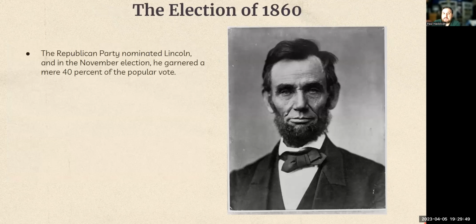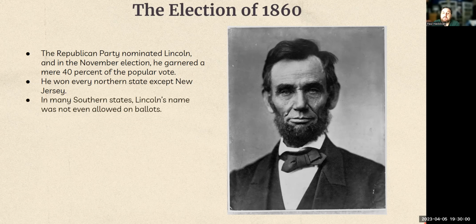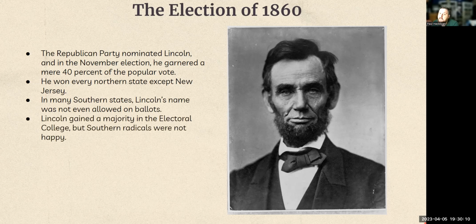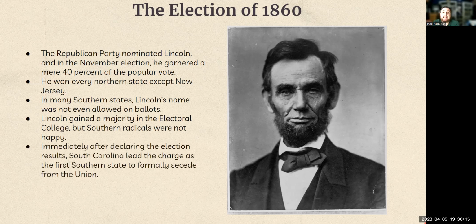So he's elected ultimately to the presidency in 1860. He will get only 40% of the popular vote. He will win every northern state except for New Jersey. And in many southern states, Lincoln's name will not even appear or be allowed to be on the ballots. So many Southerners won't even have the choice to vote for Lincoln. He will gain a majority in the Electoral College, but Southern radicals are not happy that he is elected. And immediately after declaring the election results, South Carolina will lead the charge and become the first Southern state to secede from the Union. And their reason, because Lincoln was elected.